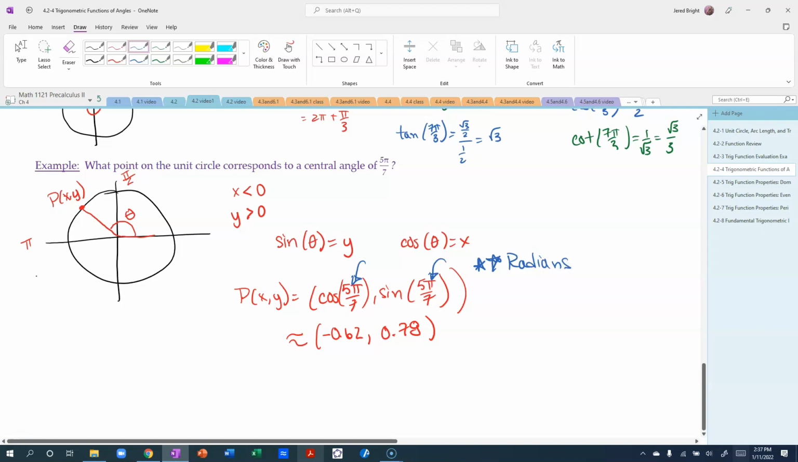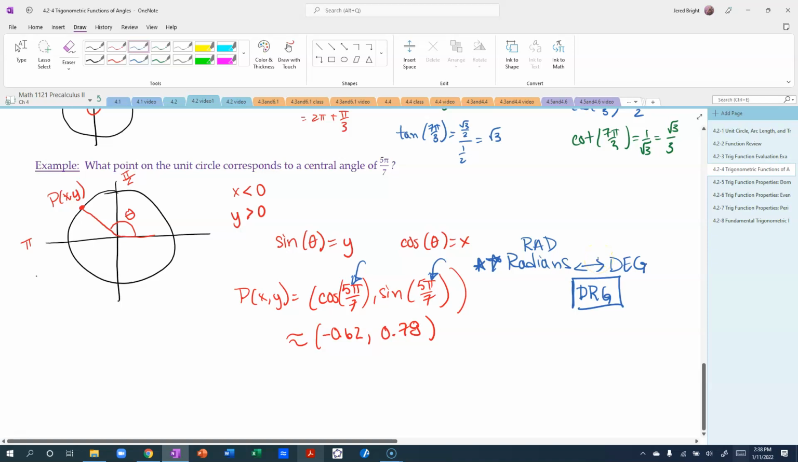Sure, you could convert it to degrees, whatever. But if you need to, your calculator might say DEG. If you need to change it to radians, which would typically be RAD, there's typically a button on your calculator that says DRG. Press that, and you can change it from degrees to radians.